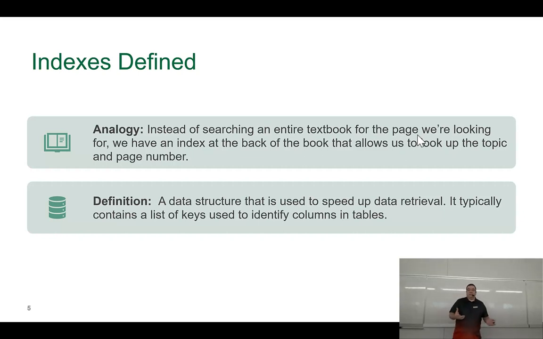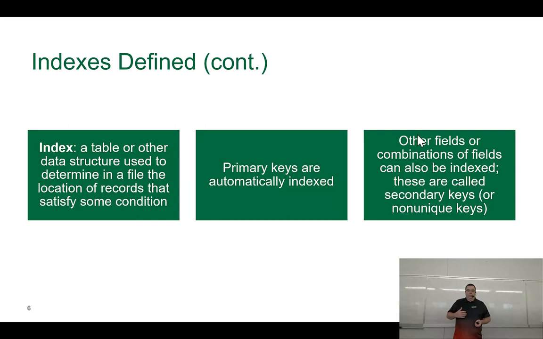Surprisingly, it's called an index, just like it's called an index in a database. I wonder if they got the idea to call it an index in the database because obviously books were around before databases. So the definition of an index is a data structure that's used to speed up data retrieval. It usually contains a list of keys used to identify columns in a table. What's cool about an index is you can't actually see the contents of the index.